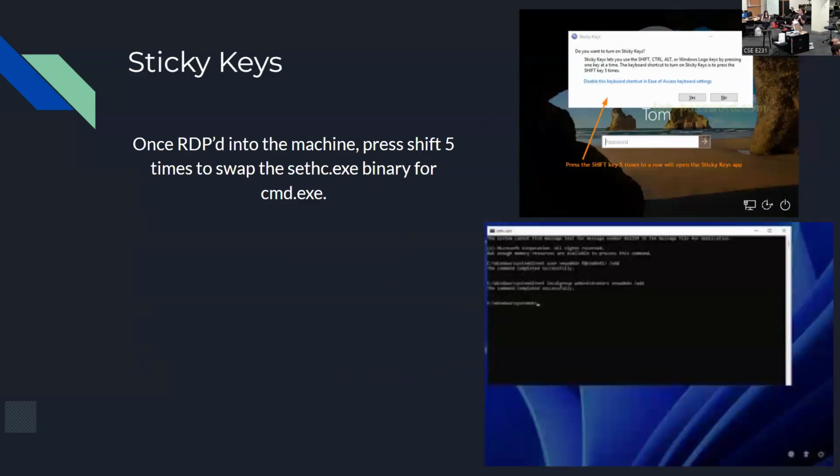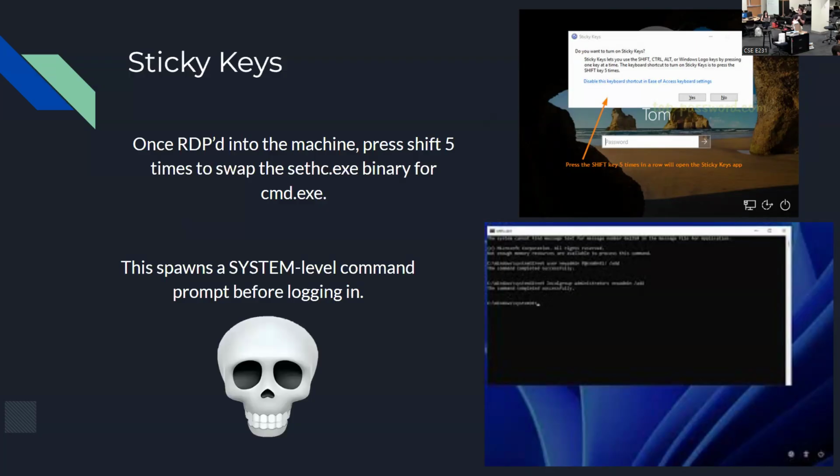So Sticky Keys is another big one. This is Julian's favorite. So once you RDP into the machine, you can press shift 5 times to execute Sticky Keys and it'll swap it to cmd.exe, a system level command prompt. So you don't even have to have any creds. You're just on the Windows login screen and the system level command prompt pops up and you can do whatever you want from there. Yeah, so it's pretty busted.